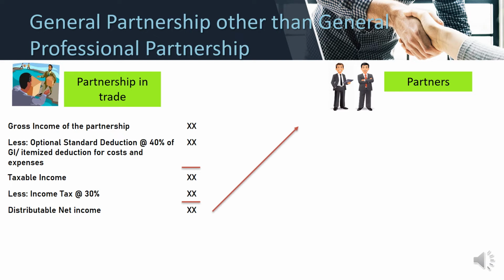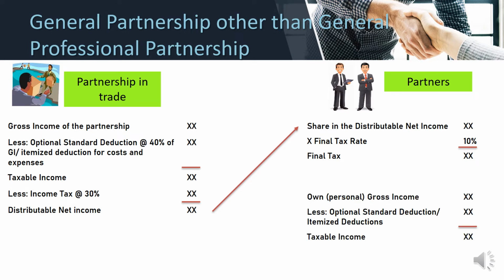So, this distributable net income will become the share in the distributable net income of the partners. Now, this share in the distributable net income of the partners will be subject to a final tax rate of 10%. Then, we will compute the own gross income of the partners minus their optional standard deduction or itemized deduction, depending kung ano yung pipiliin ng partners, to arrive at their taxable income. Take note that the share in the distributable net income is not included anymore in computing the taxable income of the partners. Hindi na siya kasali kasi yung share niya sa partnership in trade na distributable net income is already subject to final tax.